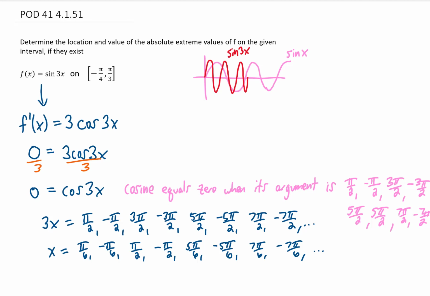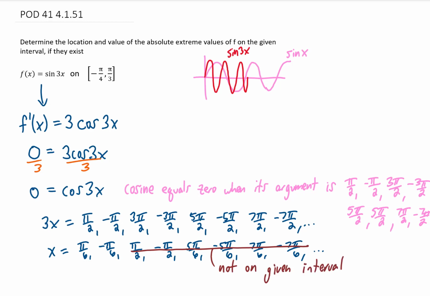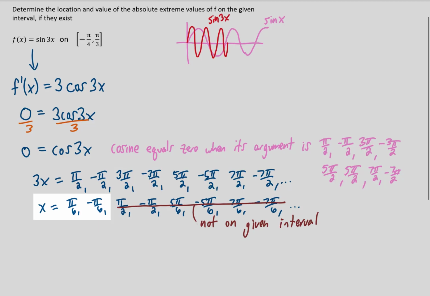But we really only want the critical points on this interval from negative pi over 4 to pi over 3. So which of these answers is on that interval between negative pi over 4 and pi over 3? Well, I gave you this long list of answers, and I hope that it helps you understand this problem, but the only 2 on this interval are the first 2. So our critical points occur at x equals pi over 6 and x equals negative pi over 6.